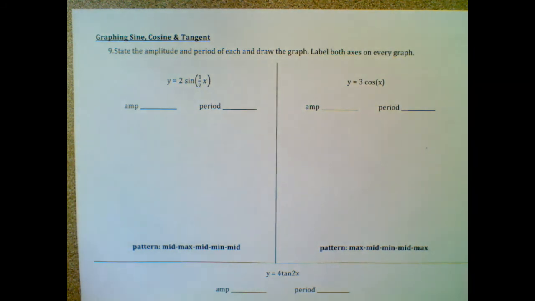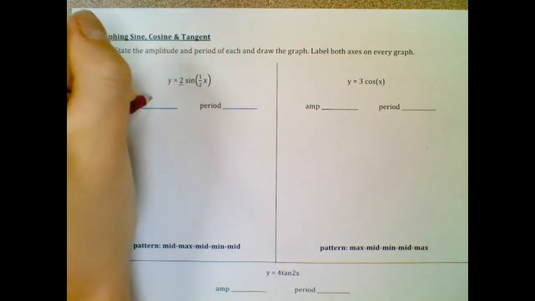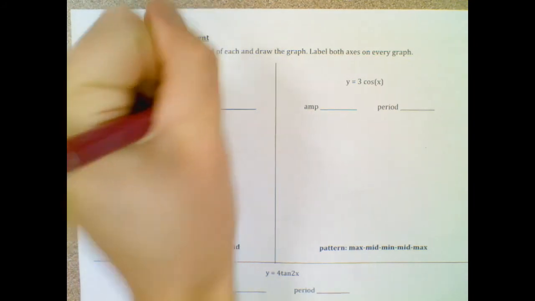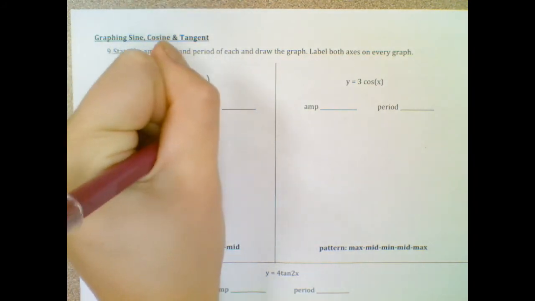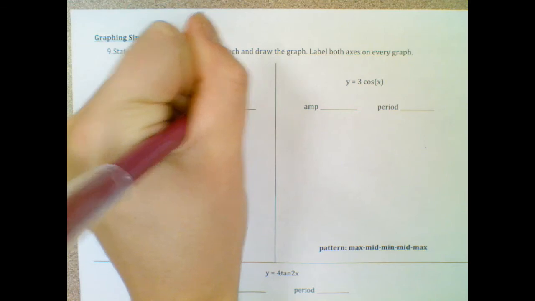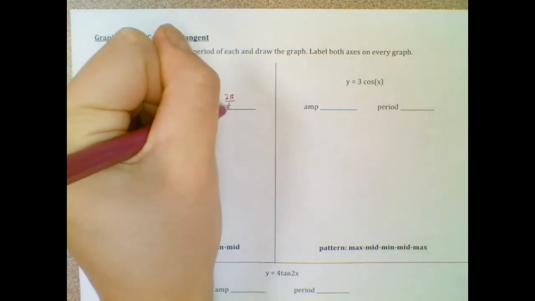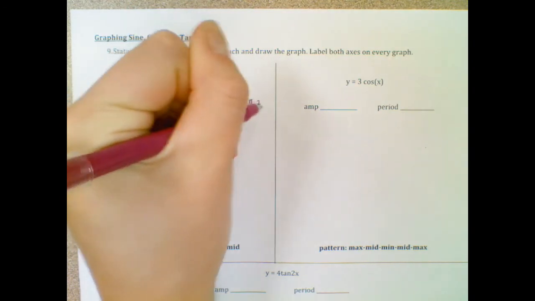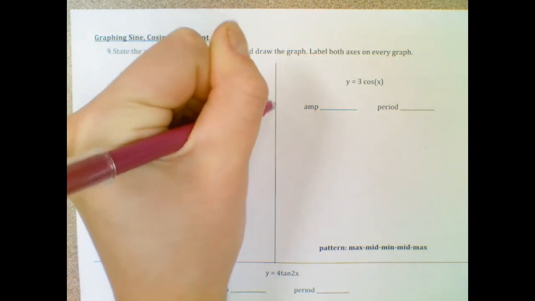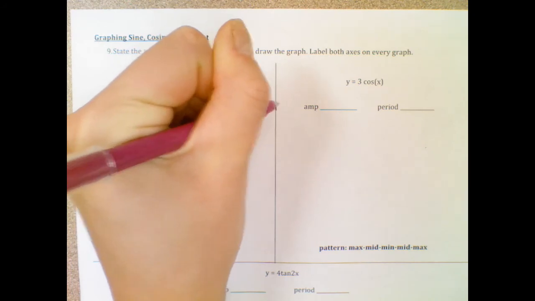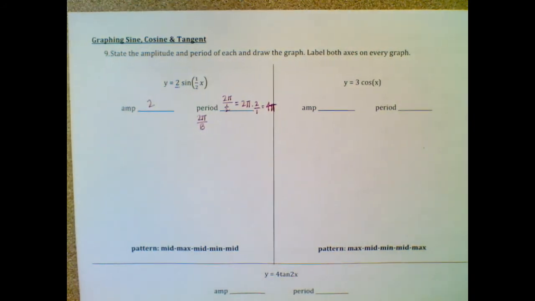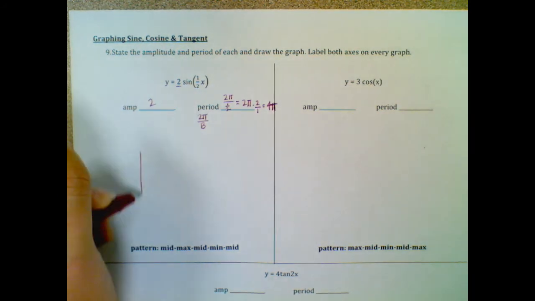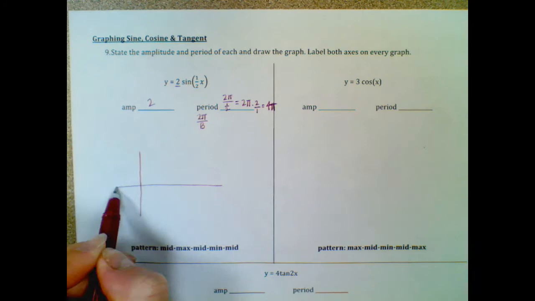All right, so the amplitude is 2. That's your A value. The period for sine is 2 pi over b. So I'm going to do 2 pi over my b value, which is 1/2. So this is really 2 pi times 2 over 1, which is 4 pi. Okay, remember, whenever you divide by a fraction, you're really multiplying by the reciprocal. So let's sketch this out.